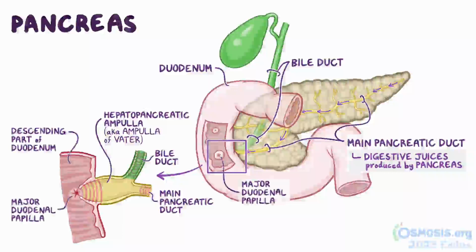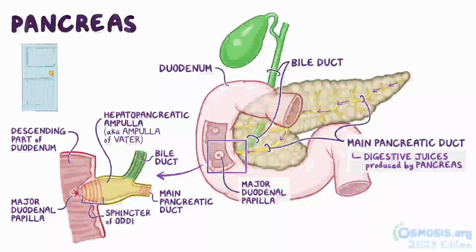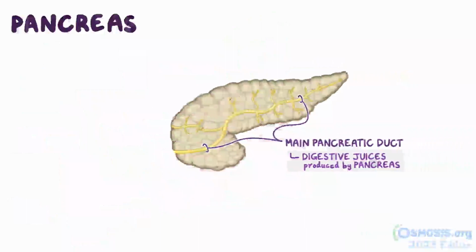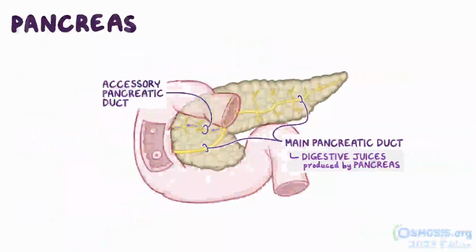This papilla is surrounded by a ring of smooth muscle called the sphincter of Oddi, which acts as a door that opens and closes to control the flow of pancreatic juice and bile into the duodenal lumen. Sometimes an anatomical variation occurs where the main pancreatic duct gives a branch known as the accessory pancreatic duct, which opens into the duodenum at a separate location known as the minor duodenal papilla.